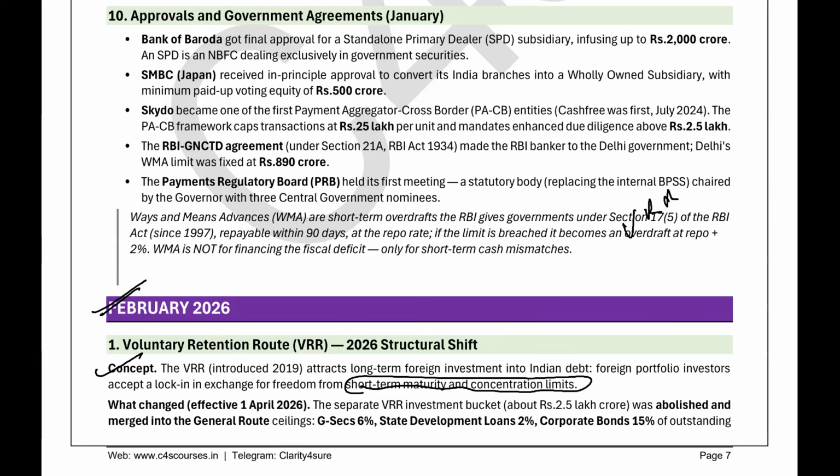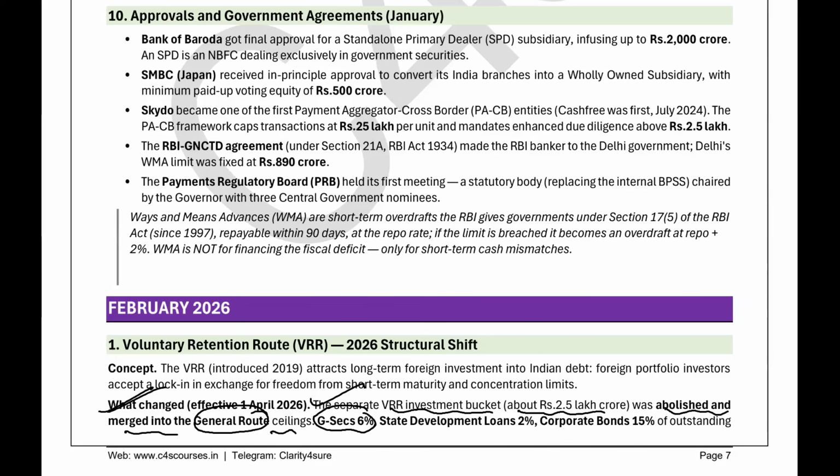What it has been changed? It has been effective from 1st April 2026. The separate VRR investment bucket, which is about rupees 2.5 lakh crore, was abolished and merged into green route ceiling. Government securities कितना हुआ? 6%. State development loan is 2%. Corporate bond is 15% of outstanding.